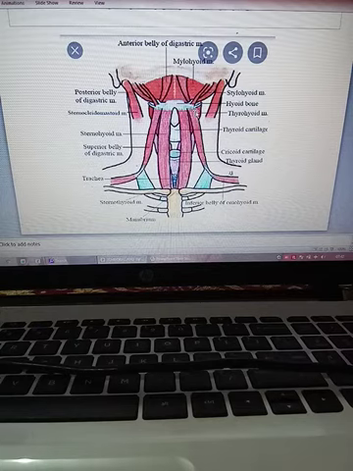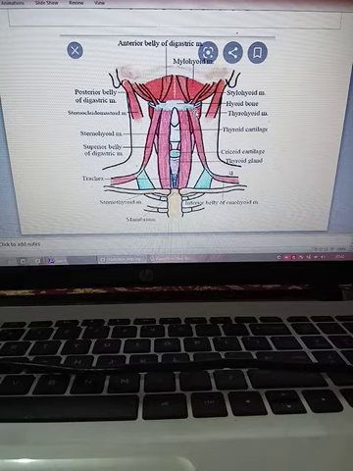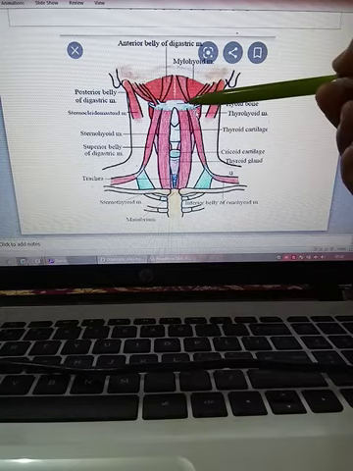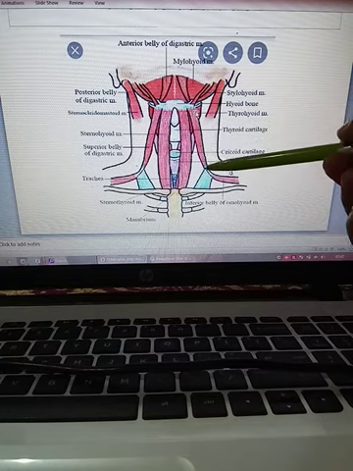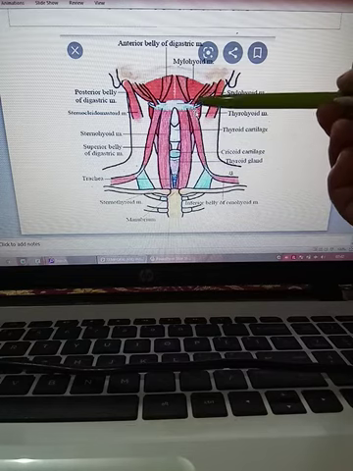So you have four suprahyoid muscles. In fact, you have five suprahyoid muscles. Naming them, you have the digastric. This is the digastric muscle.